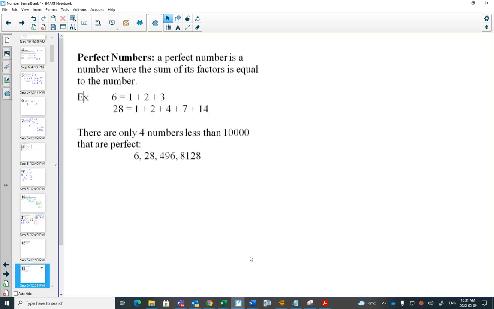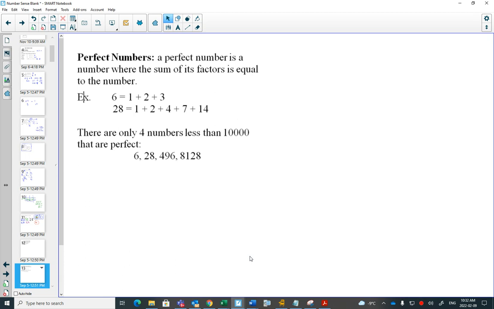Next one's perfect numbers. And this is just for fun. You'll never probably have any question ever in a math class that says, use a perfect number to do so and so. But a perfect number is a number where you figure out everything that can divide into it except for itself and add it up. Would you agree that you can divide 6 by 1? You can divide 6 by 2, and you can divide 6 by 3. And since you add up 1 plus 2 plus 3 and it equals 6, they call it a perfect number.